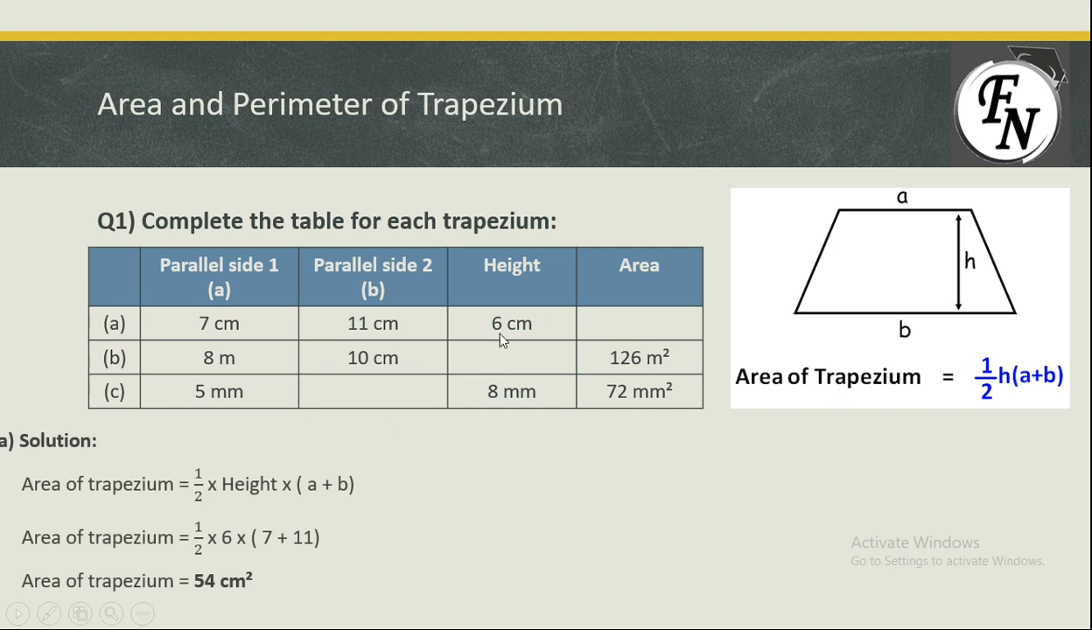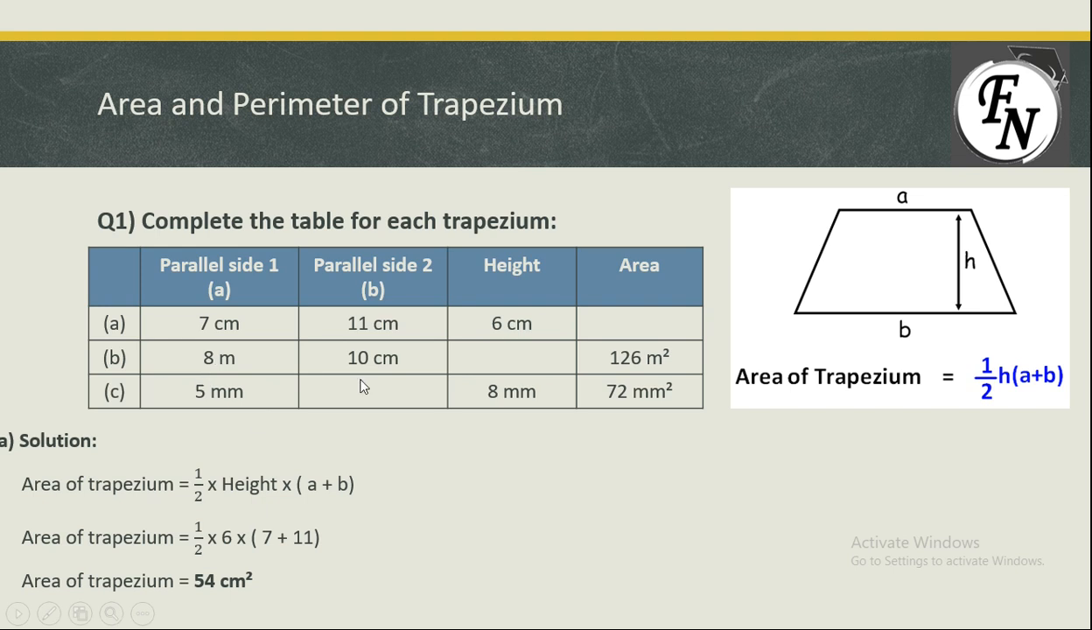The height is 6 centimeter. The parallel sides A and B are 7 and 11, and the height is 6. So using this formula, I will simplify it to get the area of the trapezium. First of all, I will add these values up using BODMAS. So first I will solve the bracket, and then I will multiply it by 6 and half to get the area of the trapezium, which is 54 centimeters square.